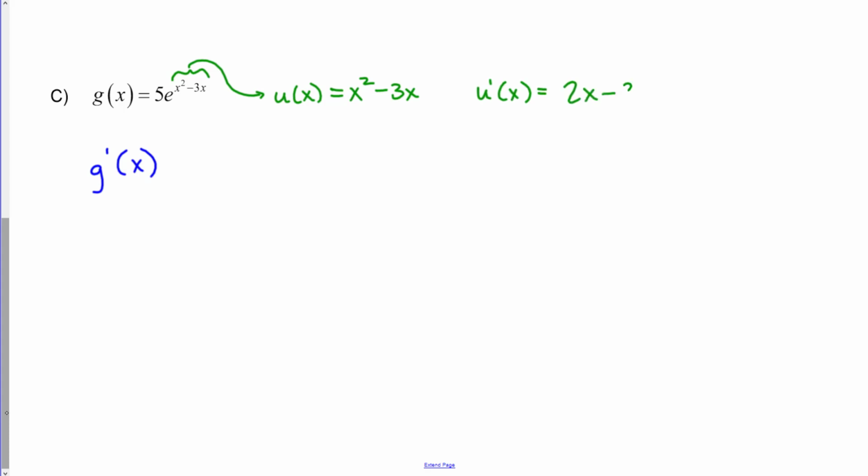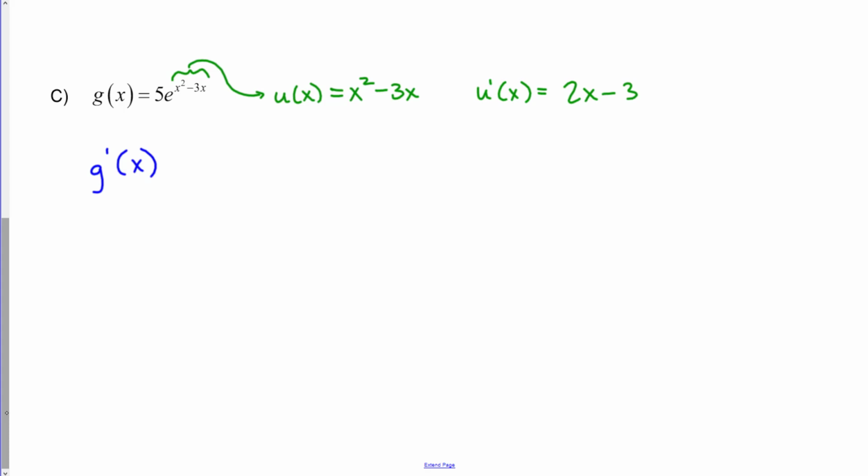Now we have g of x equals 5 times e to the x squared minus 3x. The derivative here, we're going to need to use the chain rule. And in order to use the chain rule, I need to define the part that I'm using for u. When it comes to exponential functions, you'll almost always want to use u as your exponent. And then the derivative of u is usually pretty straightforward to come up with. In this case, it's just a polynomial, so 2x minus 3.